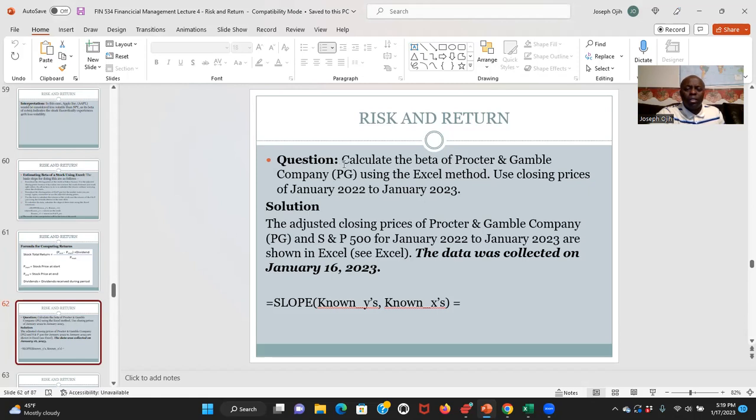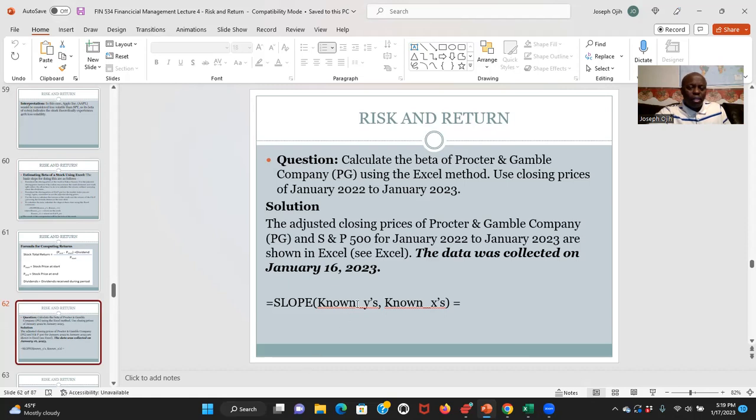The question here says: calculate the beta of Procter & Gamble company using the Excel method. Use closing prices from January 2022 to January 2023. So I use monthly stock prices. You can use weekly stock prices, and there will be a slight difference in the answer. But monthly price is the one I usually use because it averages everything and I'm more comfortable with it. Some people like to use daily prices, but to me, daily price is so noisy.